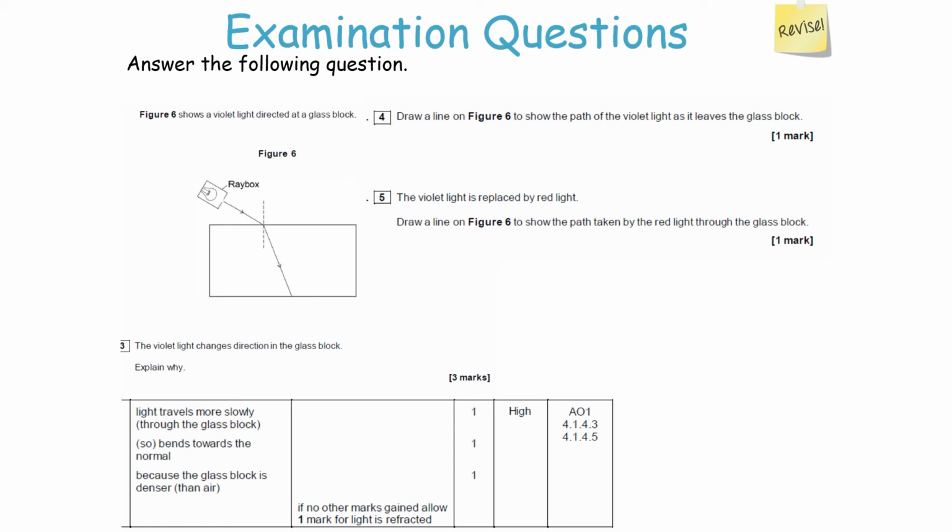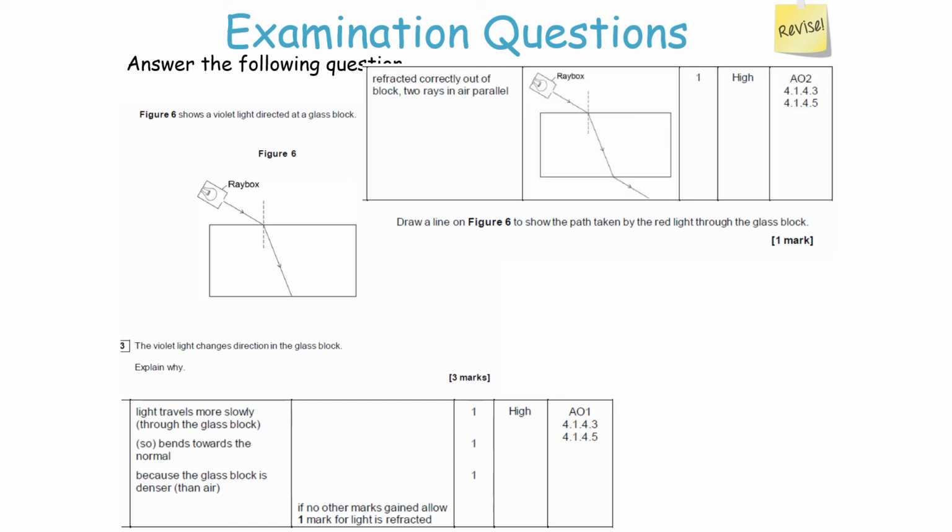Now, what's happening on figure 6? Well, it's the idea that now it's back into air again, so it'll be travelling at its original speed, the speed it had before it entered the glass block. So the line should now be at the same angle, it should be parallel to the line that was going into the glass block, because it's now returned to its original speed. So it looks something like this.